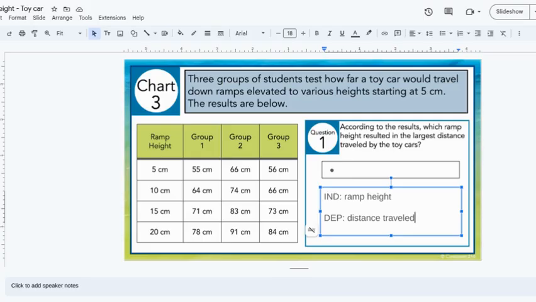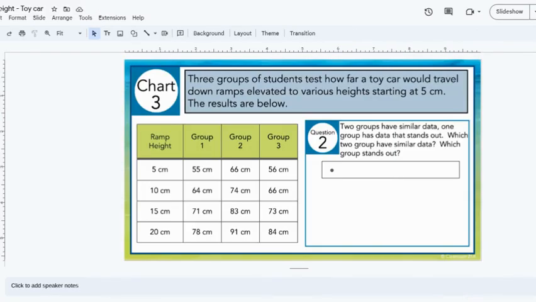All right, it says, according to the results, which ramp height resulted in the largest distance traveled by the toy cars? Well, that's obvious. That's this one down here. If we set up our ramp and we go really high, by the time that it reaches the bottom, it's going to travel a further distance. And that helps with our cause and effect statement. I would like to put that one right here. So as height goes up, distance goes up. And that makes sense. So find the one that has the highest height.